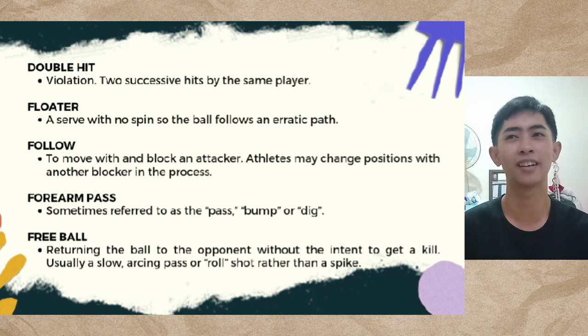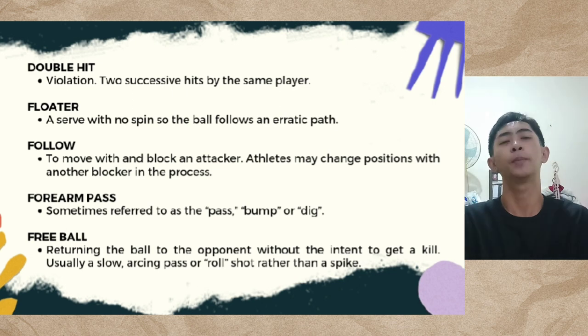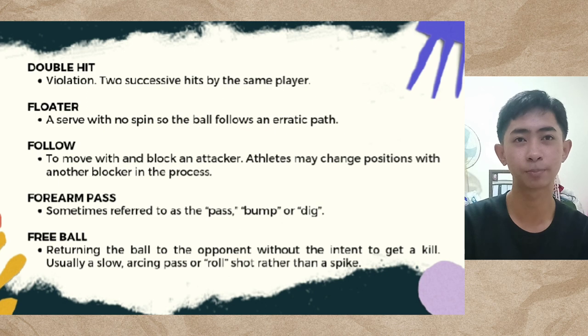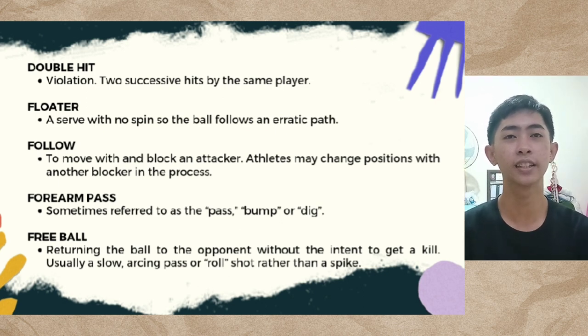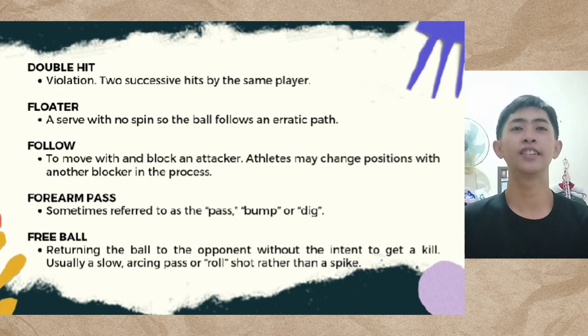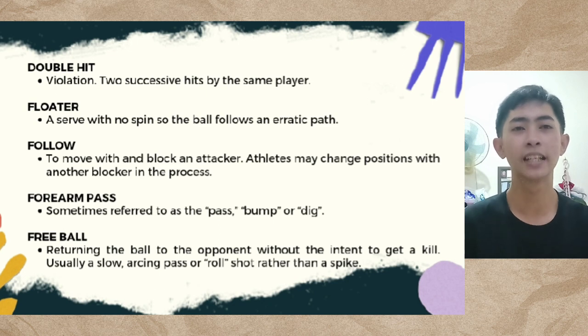Siyempre, sa volleyball, di ba, one touch lang siya. Dapat ang isang player ay mag-commit ng one touch. Then, ibang player na yung sasalo. So, double hit violation happens when a person contacts with the ball twice in succession. Yung magkasunod. So, para hindi kayo matawagan ng double hit violation, pag nakatira ka na, let the other players receive it. Then, sundan nyo na kasi pwede na ulit yun. Sa volleyball, hindi dapat maulit succession yung pagtira.